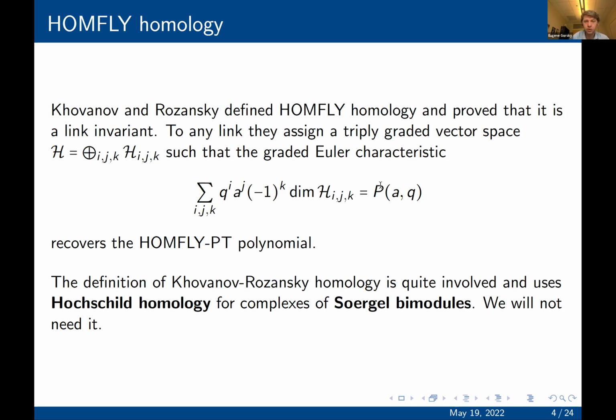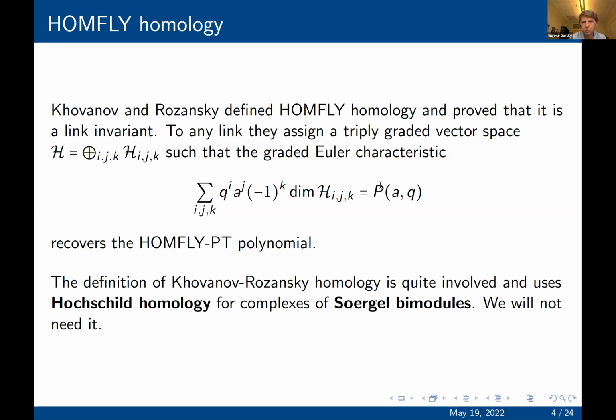And the actual definition is very, very complicated, and we definitely won't need it. It uses the theory of Soergel bimodules, it uses Hochschild homology. You can phrase it purely in the language of commutative algebra and computing homology of a very complicated complex over a polynomial ring. But we won't need any of this because that doesn't help at all, I'd say.